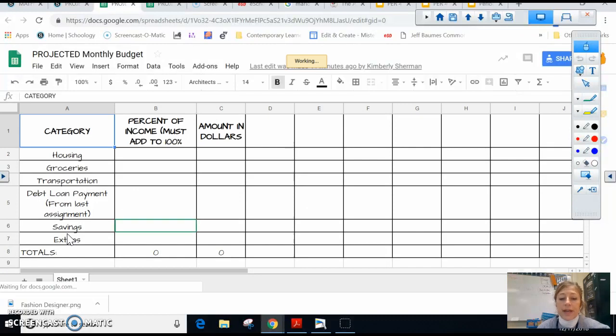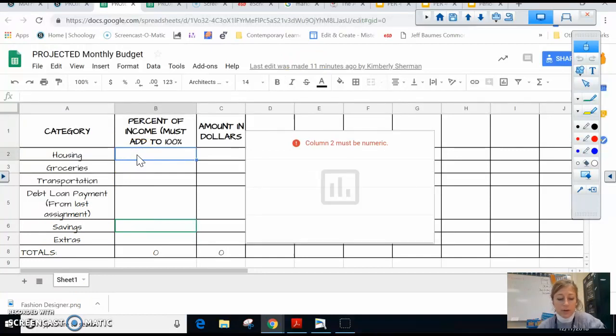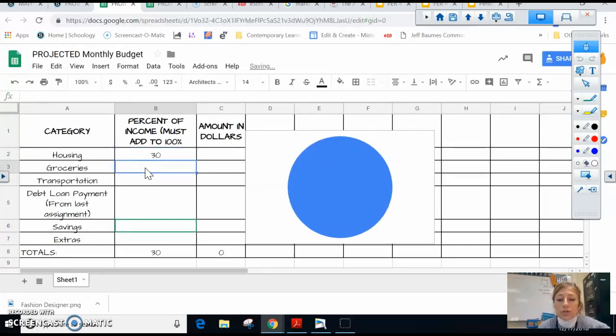I'm going to pretend I have my own budget and I want you to watch what happens here. I'm going to say I'll spend 30% of my budget on housing. Okay, so I just put a 30 in there. On groceries, maybe I'll put 10%. On transportation, I'm going to spend 15%. Now your debt loan payment, you've already figured that out.